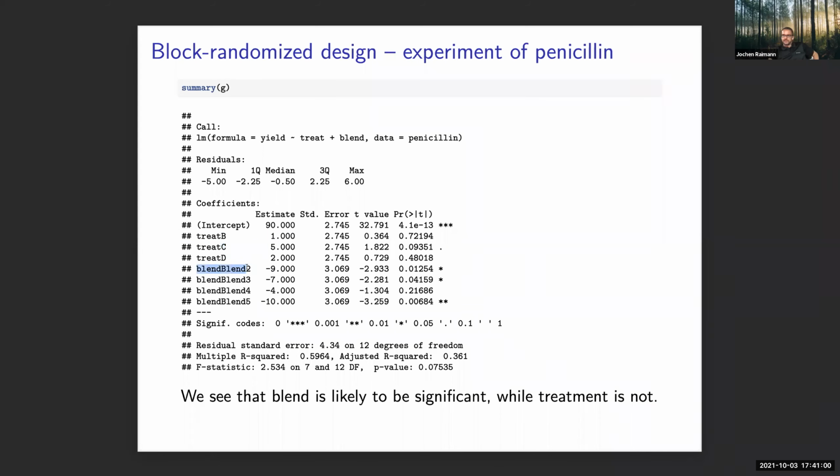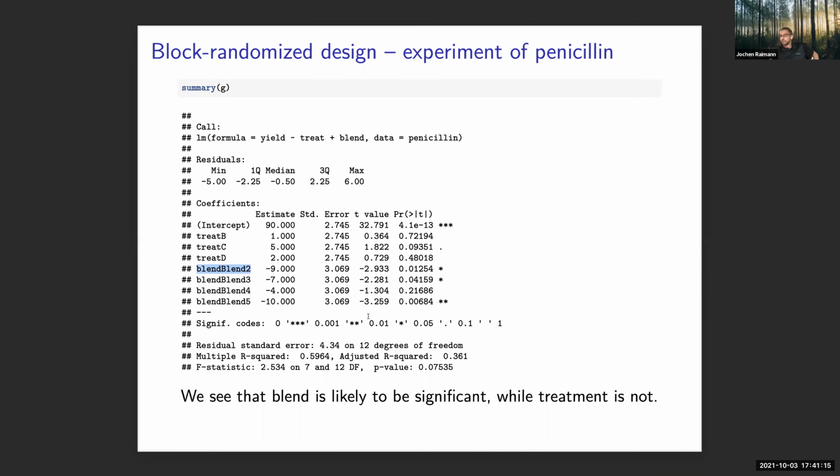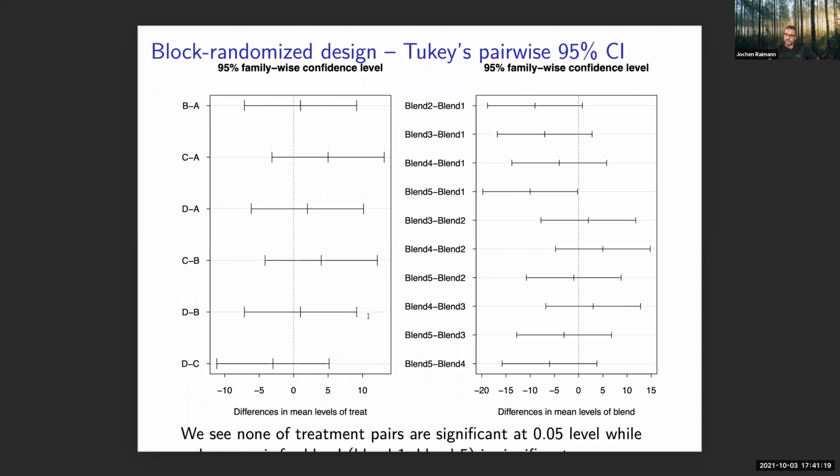If we look at the blends, we also see that the blends have significant differences, and these significant differences are here reflected with the p-values. We likely see that blend has here significant differences, while the treatment may not have any difference. So it's interesting to see.